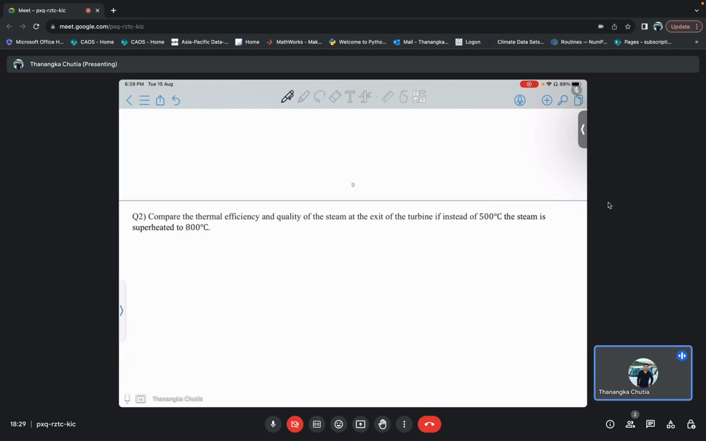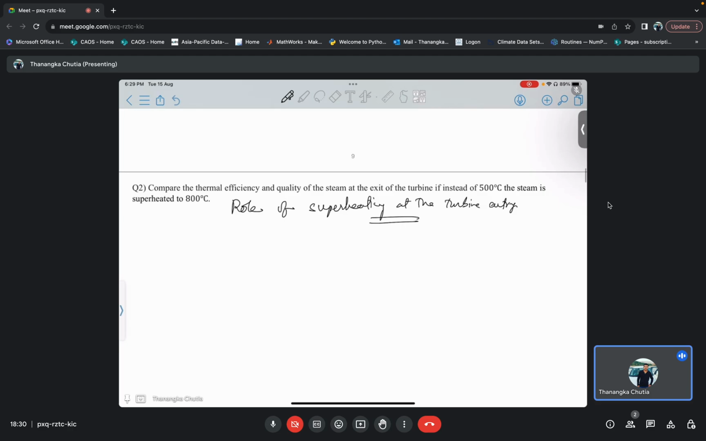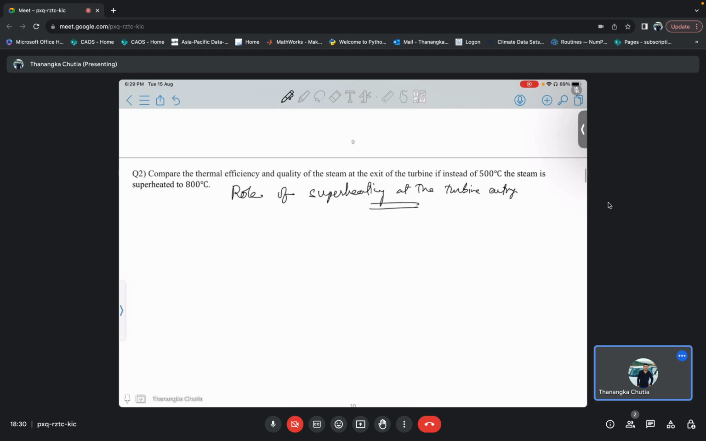Okay, what is the role of superheating at the turbine entry? This question will compare the efficiencies of the two cases and the steam quality at the turbine exit, that is X2. So what are the things that will change? Let us see.